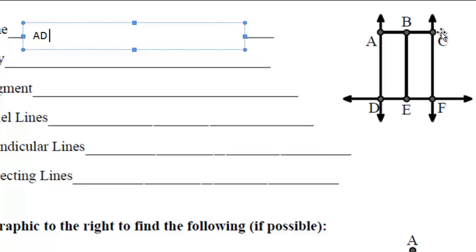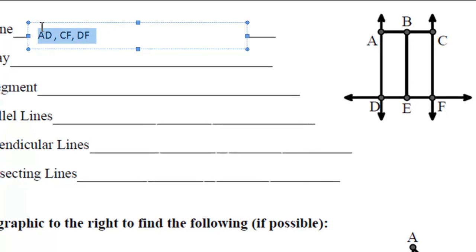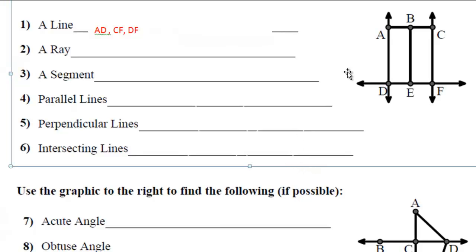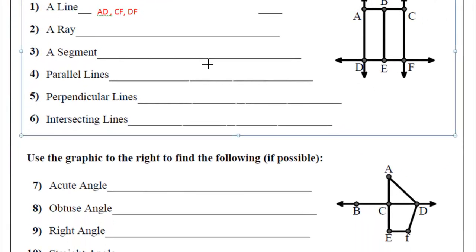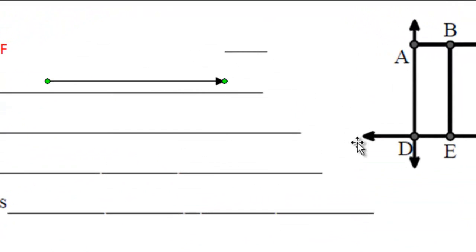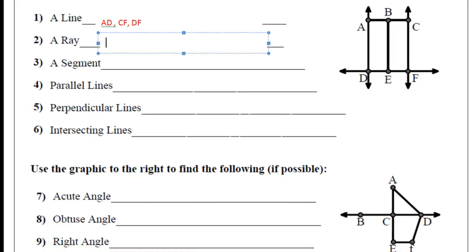Excellent. Okay. And CF, and DF. All of those are lines because they have arrows here. So that means they don't have a start or end. Okay. What is a ray? A ray has a start but no end. Let's see. Like what? Can you see this? This one is a ray. This one has a start but no end. So here a ray has a start but no end.